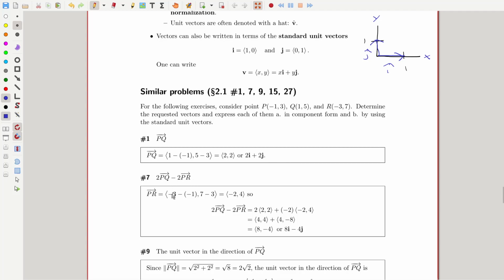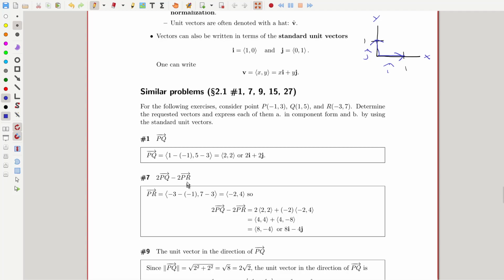For number 7, notice that we can reuse some of our previous computation. We still have the vector PQ, although we need to scale it up by 2. We also need to do 2 times PR and then take the difference. So I start by computing the vector PR. We're doing R minus P: -3 minus 1, minus -1, and 7 minus 3, which gives us (-2, 4).